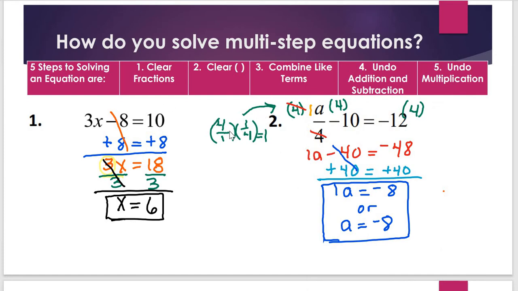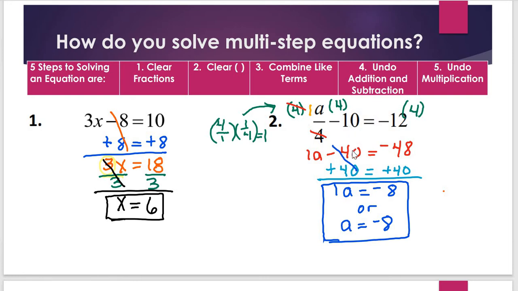Now look at problem number 2. On problem number 2, you see you have a fraction. So we have to clear fractions. That's the very first step. So we're going to multiply everything across here on both sides by 4, because when we say 4 times 1, we get 4 divided by 4, and that will give us 1a right here. So this is what you're doing right here. 4/1 times 1/4 equals 1, and that is what that is.